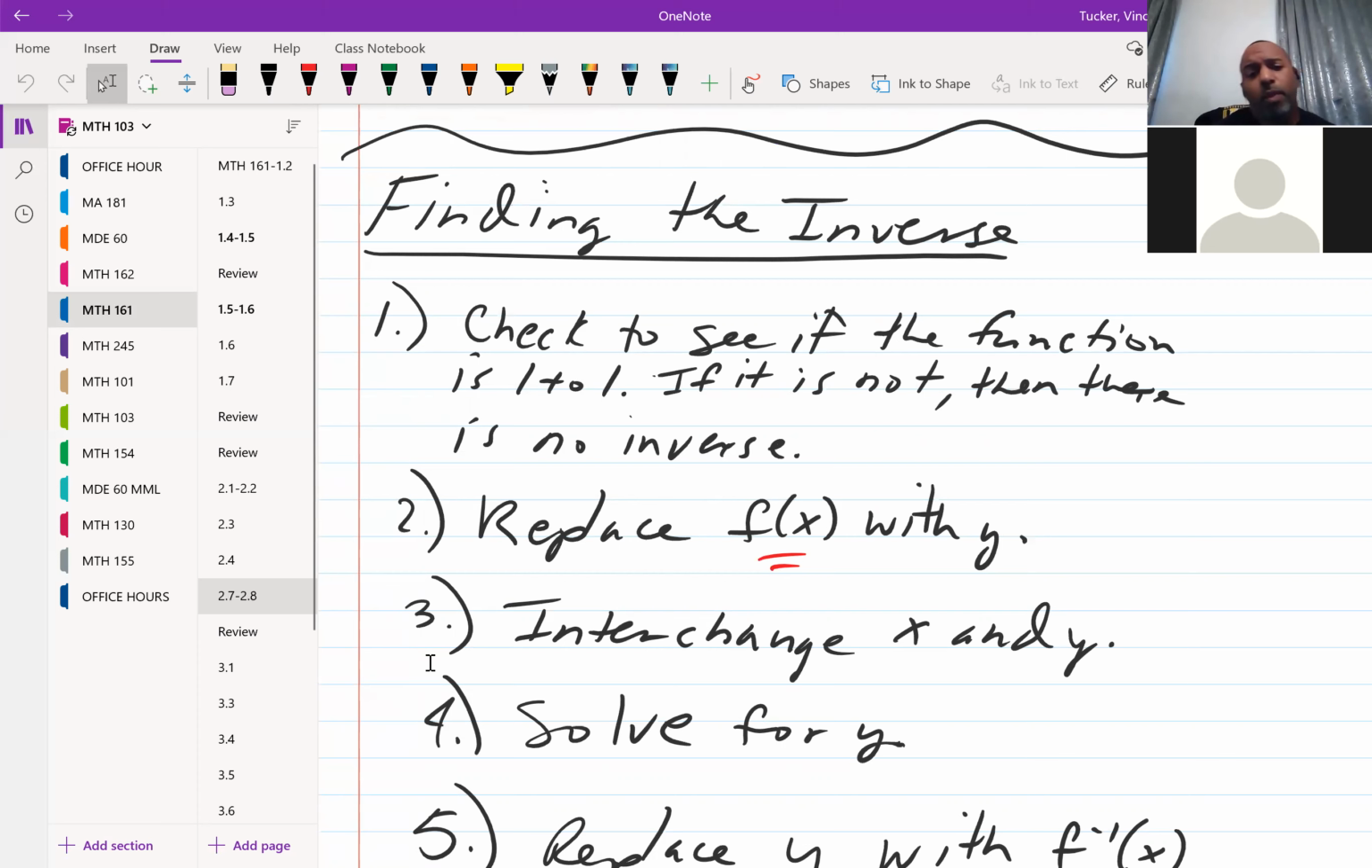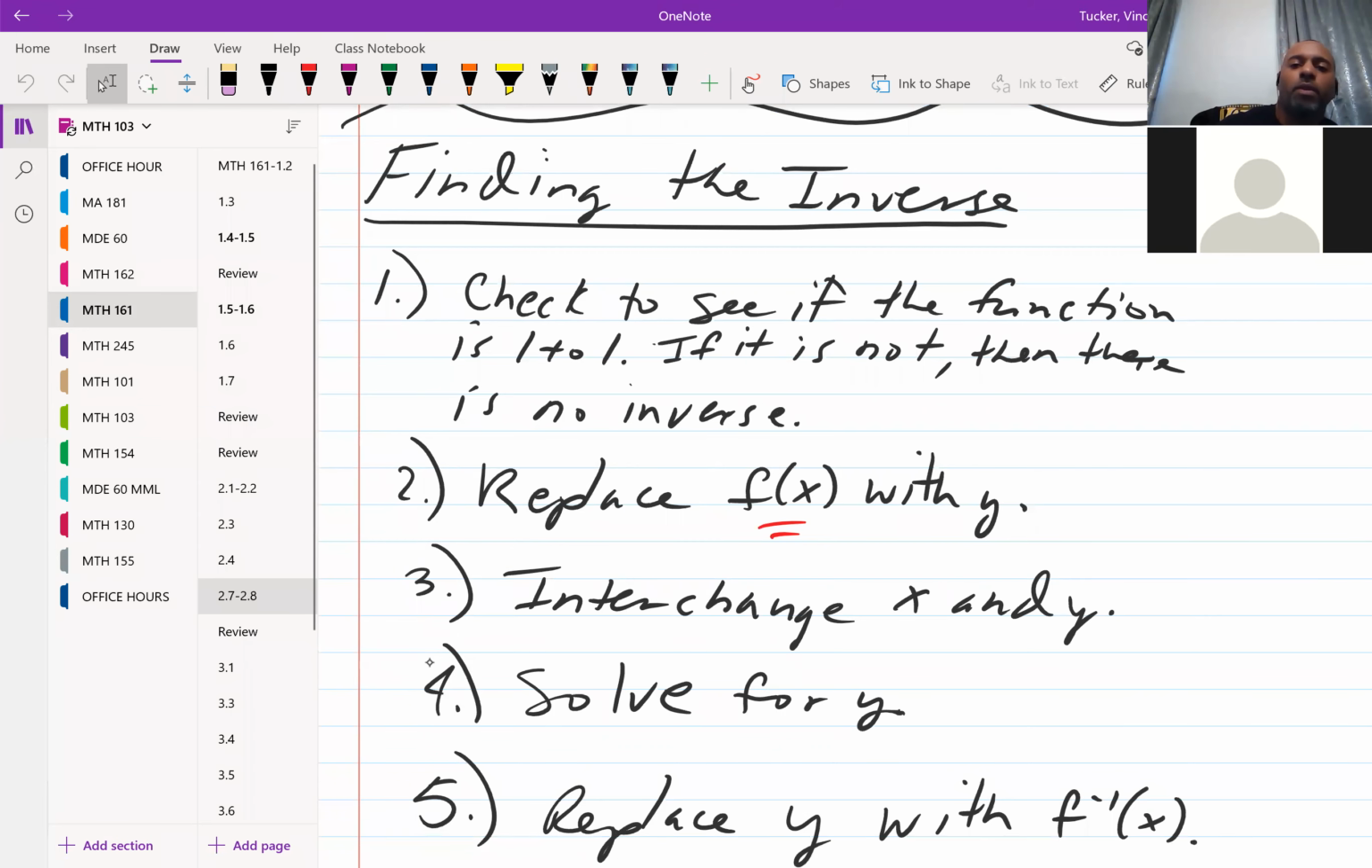So we have a few steps here. First thing we want to do is check to see if the function is one-to-one. If it's not one-to-one, then there is no inverse, so there's no more work for you to do. If you find out that it's not one-to-one, then you don't have to do any more work. Just say there is no inverse or the function is not one-to-one. They'll give you your options.